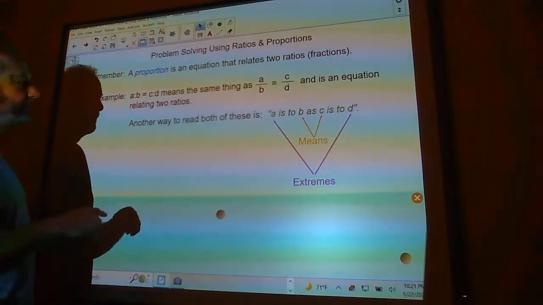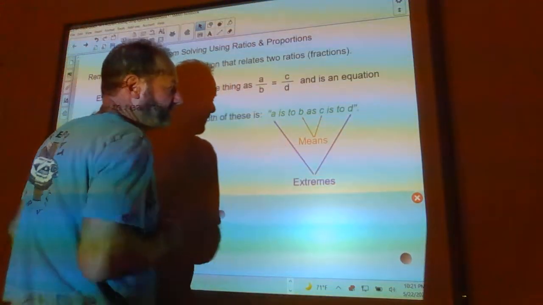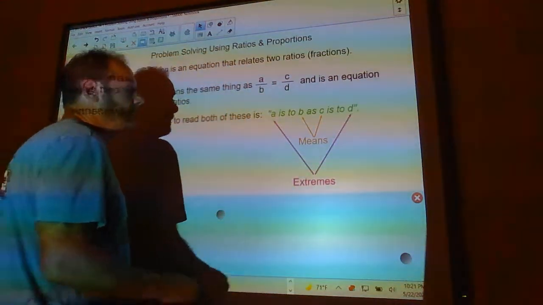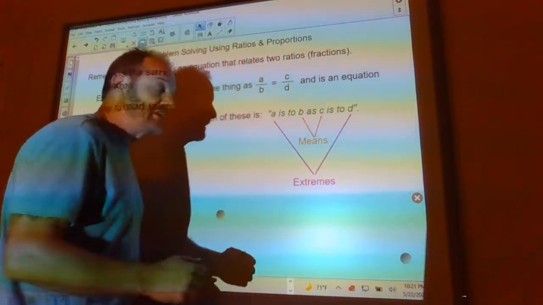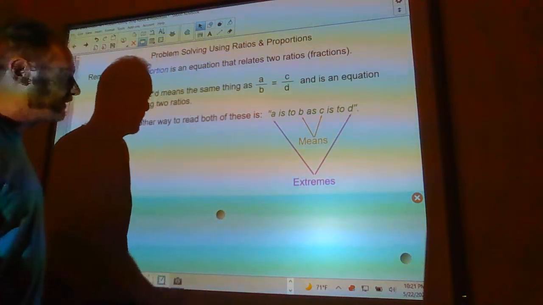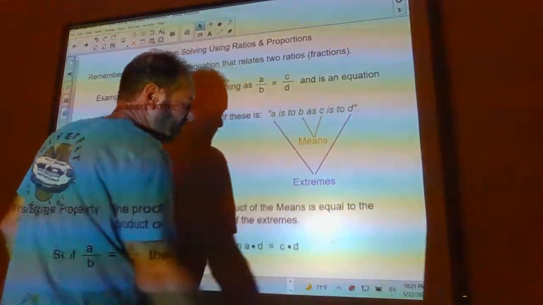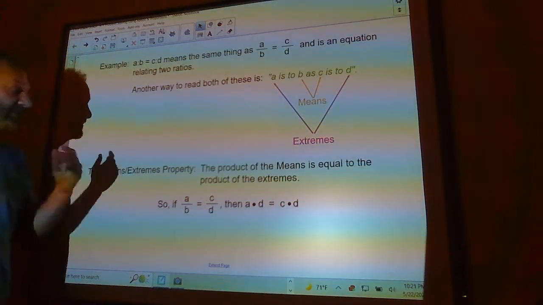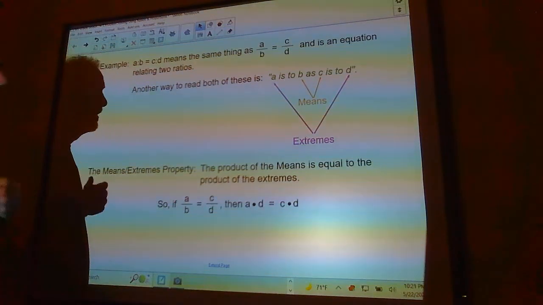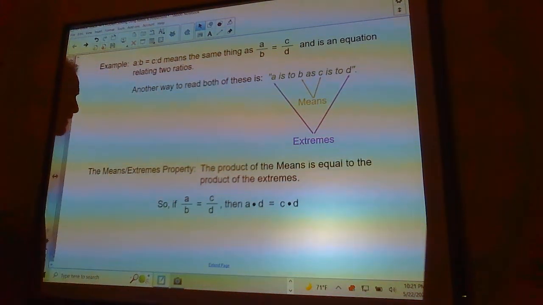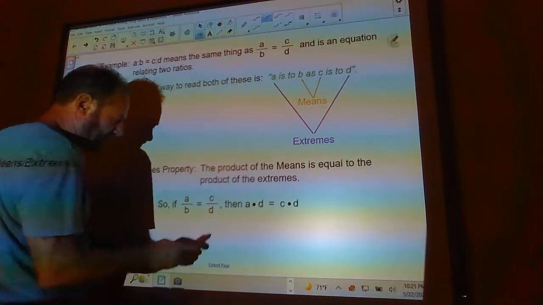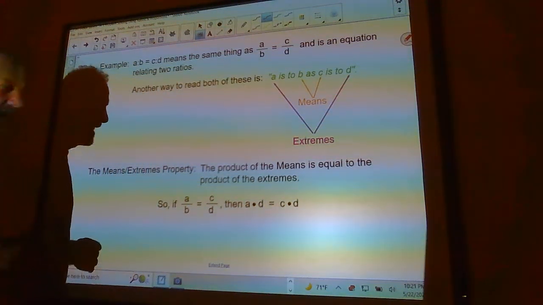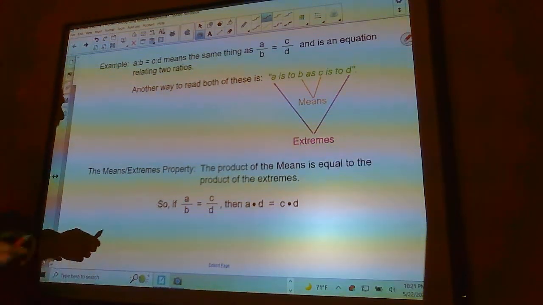Now, when it's written like this, A is to B as C is to D, the two middle numbers are called the means because they're near the middle. The two outside numbers are called extremes because they're on the outside, they're extreme, right? They're on the edges or the periphery. And we use that to talk about the means extremes property, which says the product of the means is equal to the product of the extremes. So anytime I have a fraction like A over B equals C over D, that means that A times D has to be equal to B times C, or else it's not a true proportion.